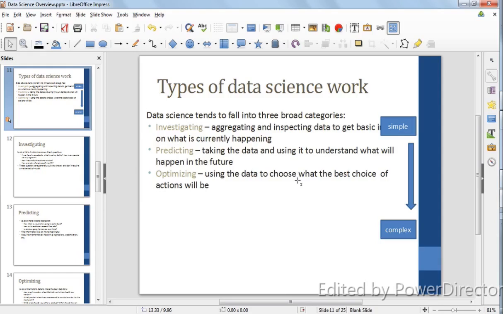In predictions, you predict about the future, what is going to happen in the future. And in optimizing, you take the data and try to find the best set of actions that should happen, so that you get the best return on the metric which you are trying to optimize. So let's take an example of each of these types.